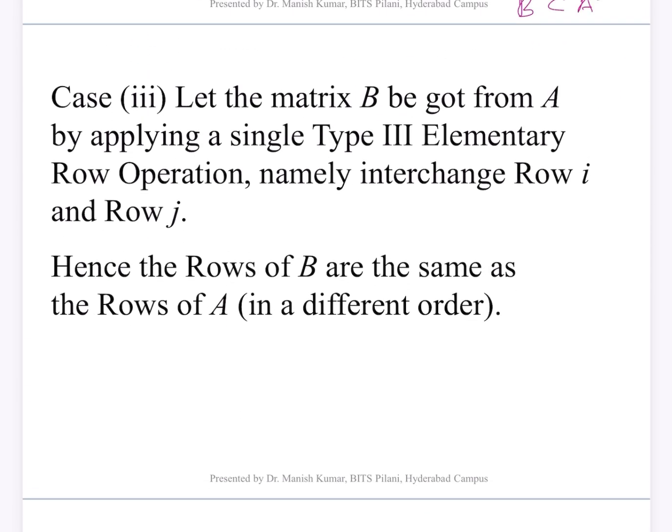Third case. Let the matrix B be got by applying a single elementary row operation of type three, namely interchanging the rows, right? Then hence what had happened? The rows of B are the same as the rows of A but only in a different order, right?